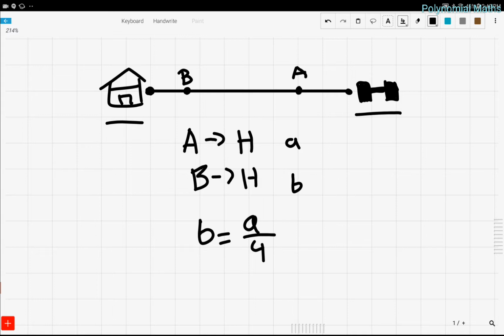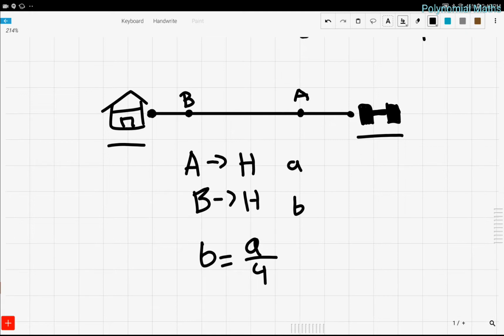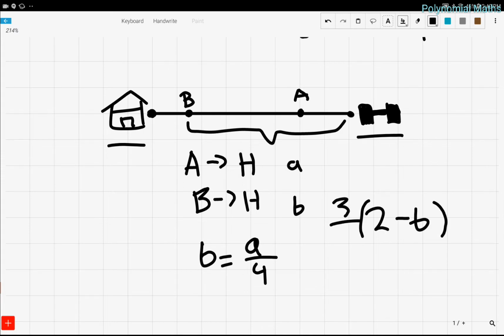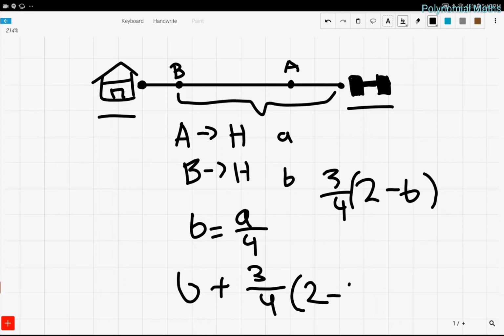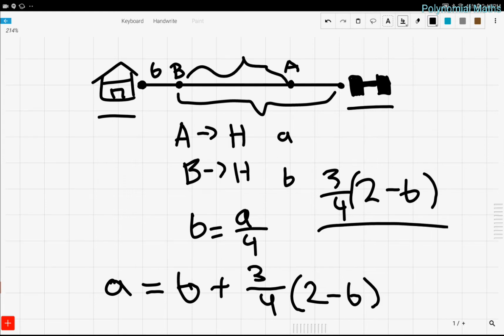Now let's assume that Henry is at point B and he's walking towards point A. The distance that he has to walk is 3/4 of this distance, which is 2 minus B. So the distance from B to A is 3/4 times (2 minus B). Now we can see that the distance from point A to the house is just B plus 3/4 times (2 minus B). So A, the distance from point A to the house, is just B plus this distance, which we calculated was this right here.